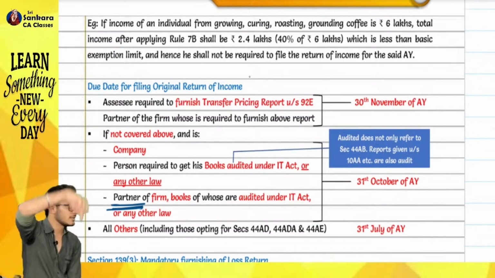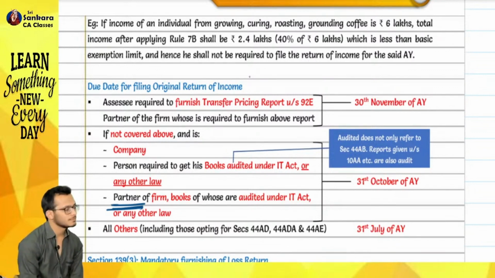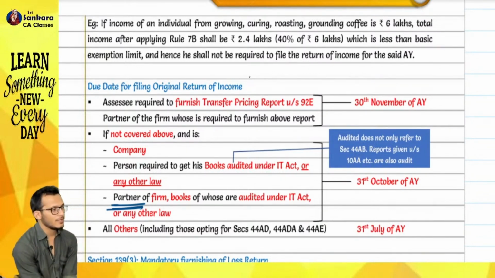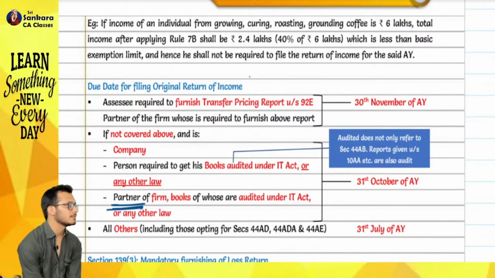I filed a belated return, revised that return, and again want to revise the return. Allowed, not allowed? Allowed. Return filing can be revised any number of times. Any kind of return can be revised any number of times as long as you do it before 31st.